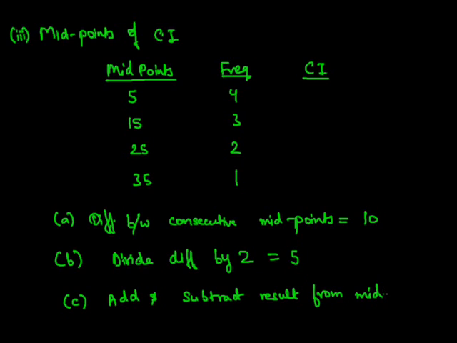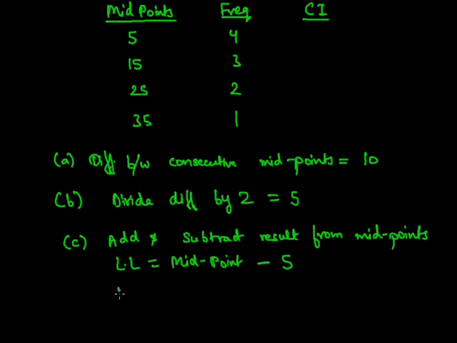It means for finding the class intervals, to find the lower limit we subtract this result from the midpoint, and to find the upper limit we add this result to the midpoint. That is, for the lower limit of any midpoint given here, we subtract 5 from the midpoint: midpoint minus 5. And for the upper limit, we add this result to the midpoint.